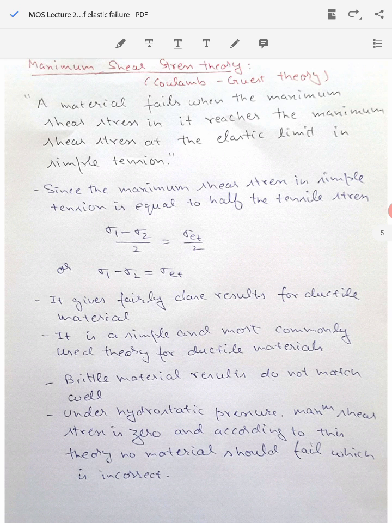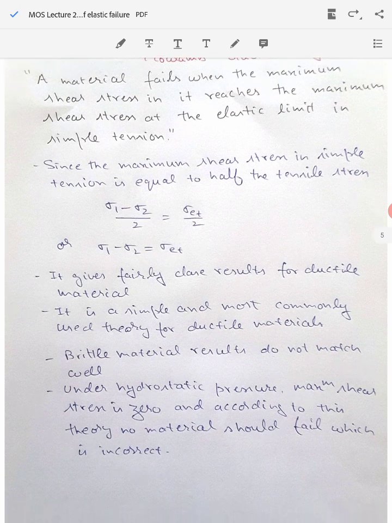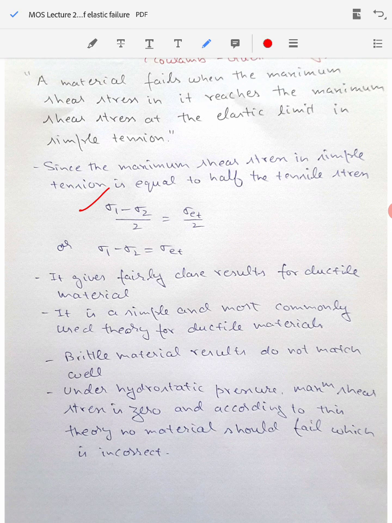Since the maximum shear stress in simple tension is equal to half the tensile stress, the formula for the maximum shear stress in the case of a complex state of stress, in terms of principal stresses, is given by sigma 1 minus sigma 2 by 2, right? It is the square root of (sigma x minus sigma y by 2) whole square plus tau xy square. You can also obtain it by simply taking the difference of the two principal stresses and dividing it by 2. That also is equal to your tau max. Now if it becomes equal to or greater than sigma et by 2, which is the shear stress value at the tensile test, then the component will fail.